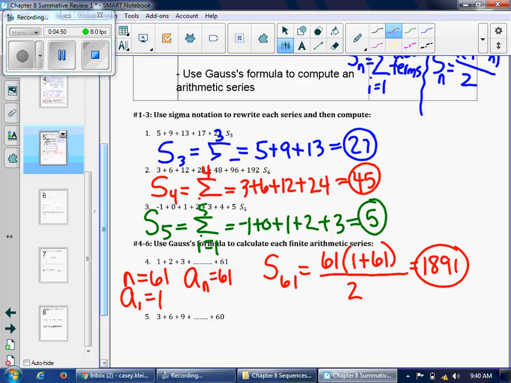Let's go ahead and do number 5. Number 5 is a little tricky because we're only going in chunks of 3s. So from 3 to 60, how many sets of 3, or if you're going up by 3s, how many numbers are in there? Well, it would be 20. 3, 6, 9, 12, so on and so forth. There's only 20 numbers. So n will be 20.